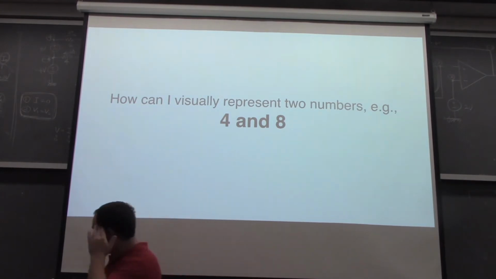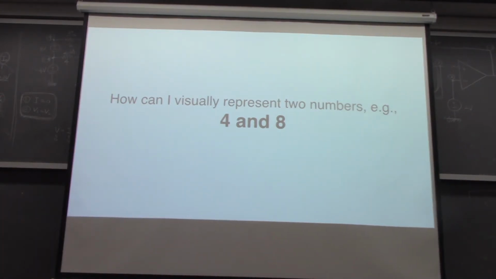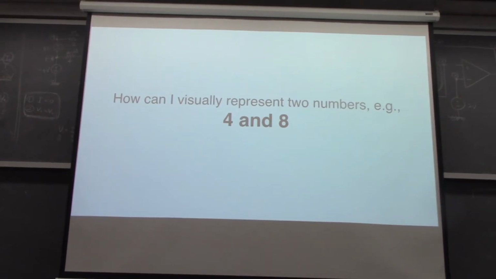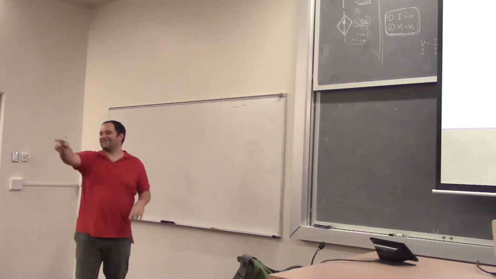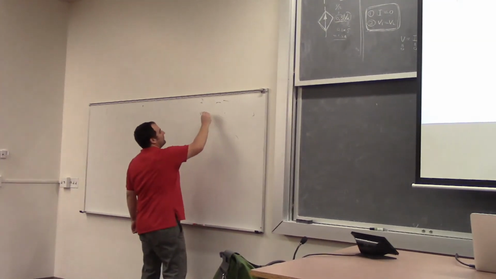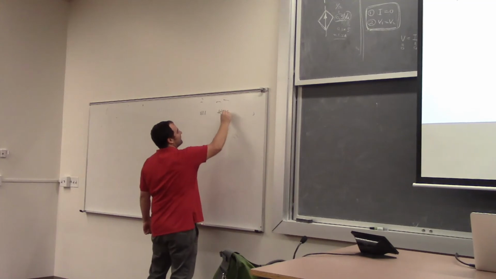Okay, so let's do another little exercise. How can I visually represent two numbers, let's say 4 and 8? You'll be shouting out solutions and I'll be drawing. How can I show graphically two numbers, 4 and 8? Yes? 4 sticks and 8 sticks. 4 sticks, yes. 1, 2, 3, 4. 1, 2, 3, 4, 5, 6, 7, 8.